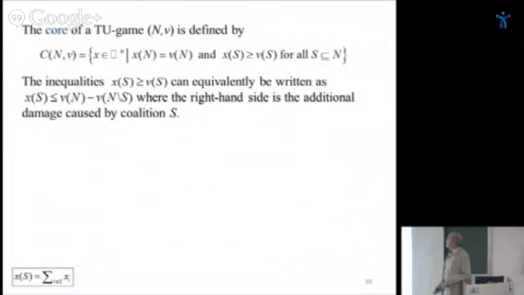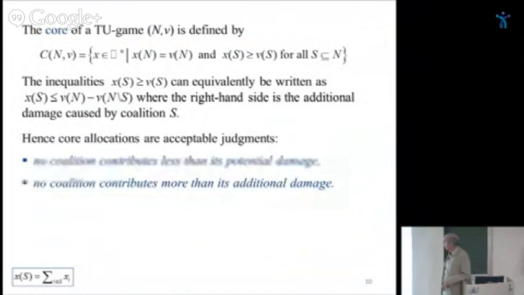So the core, this is Rn. The core, this is the definition for a TU game. It's an allocation of the value of the game, the worth of the grand coalition, that no coalition can improve upon. We know that these inequalities, using this identity, can be written with a complementary coalition, so that clearly core allocations are acceptable judgments.